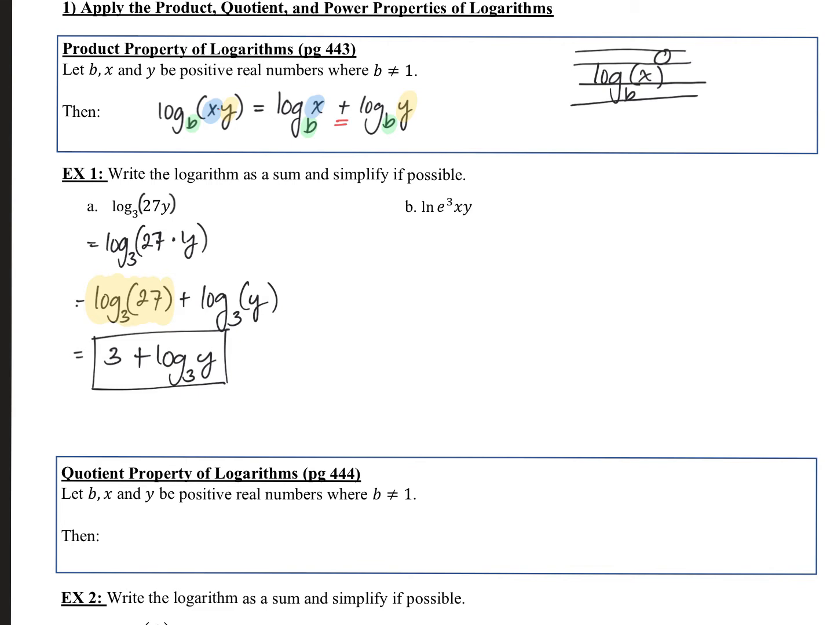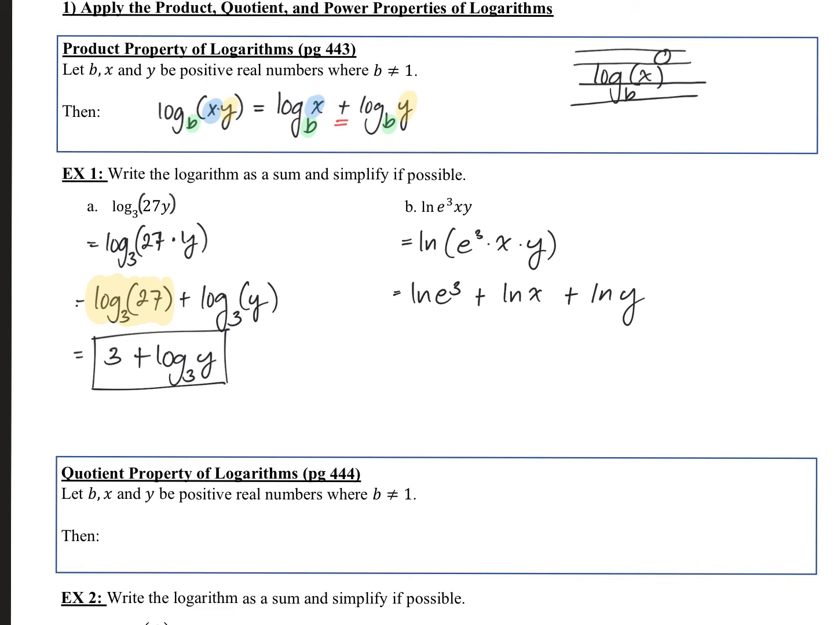Next, let's take a look at the next one. How many multiplications do you see inside of this? This is the natural log of e to the third power times x, times y, we have 3. Now, even though the original property does not show it for 3, we can use that property and sort of extend upon it. This will be the natural log of e to the third power plus natural log of x plus the natural log of y.